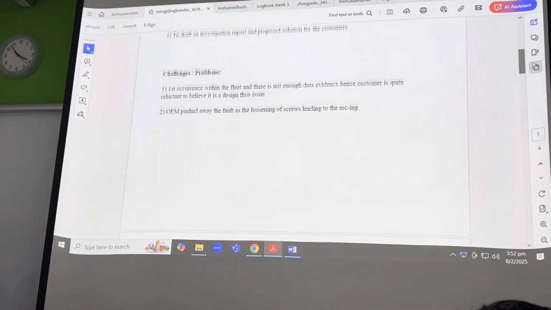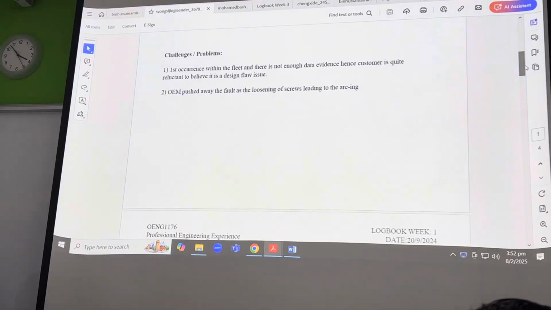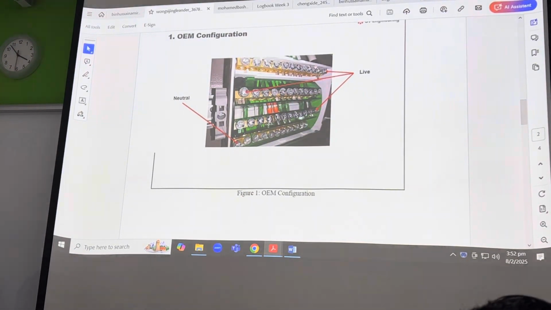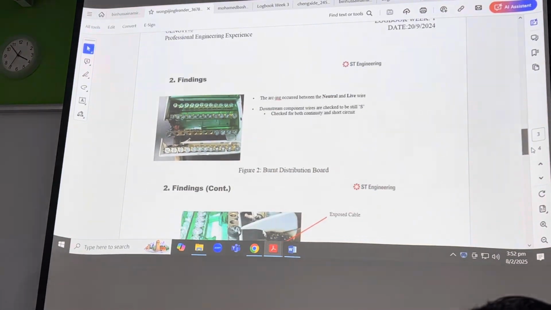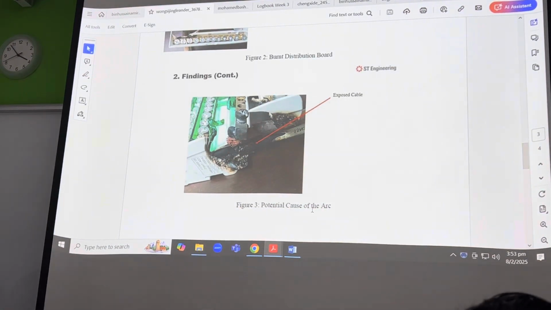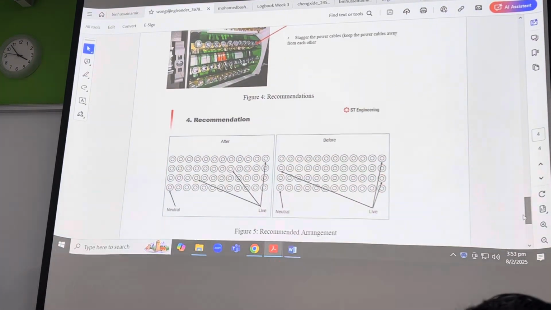So there are some issues with some OEM wiring system. There was some shortage that happened due to the OEM configuration, and then they suggested changing the configuration so that you will prevent any arc. So there was an arcing that caused the problem. So this was the before, and this the after. These are ports for the cables to be wired to.